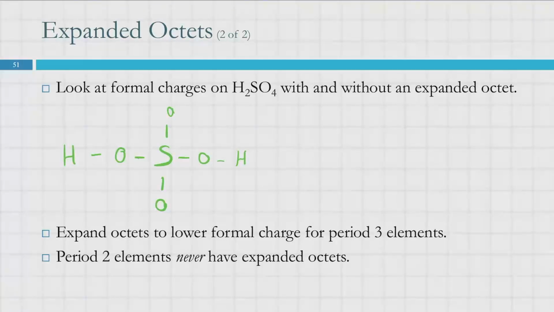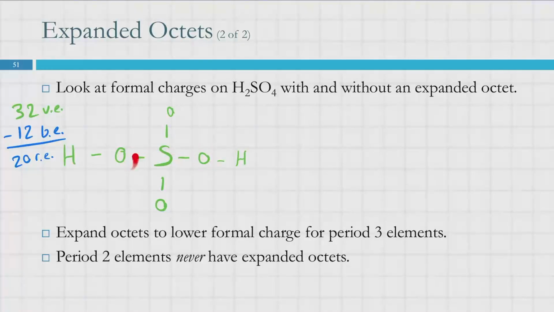We've got 32 valence electrons. We have put in 1, 2, 3, 4, 5, 6 bonds. So minus 12 bonding electrons. We've got 20 remaining electrons that we can give to our oxygens.